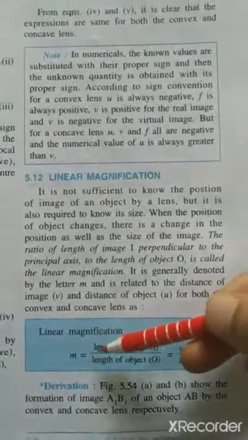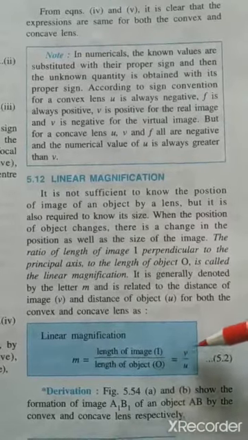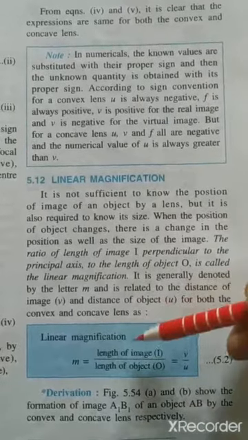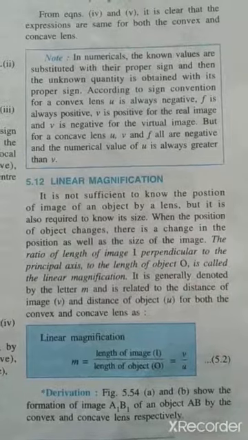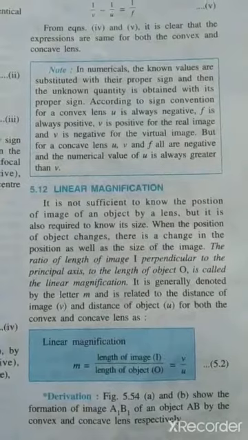And the formula, as you can see, m is equal to length of the image upon length of the object, I by O, is equal to V by U. So this is the linear magnification formula. Clear? Now derivation is not required, so what I am going to tell you is very useful: for a real image, when the image formed is real, m is always taken negative. Okay, that means m will become negative.